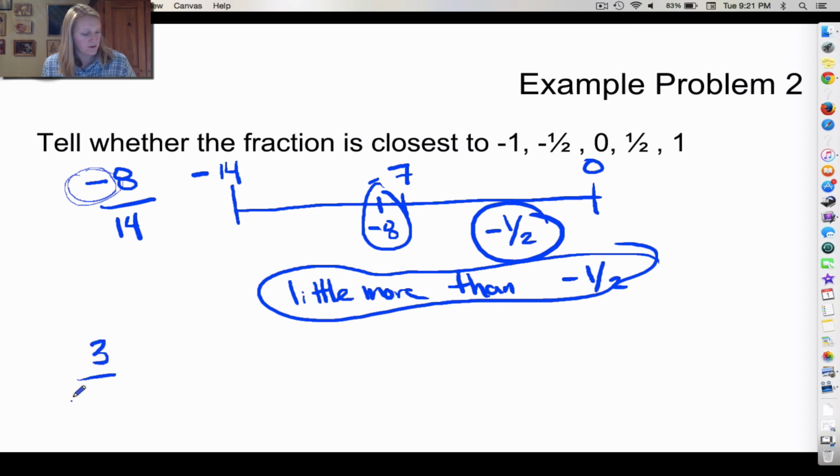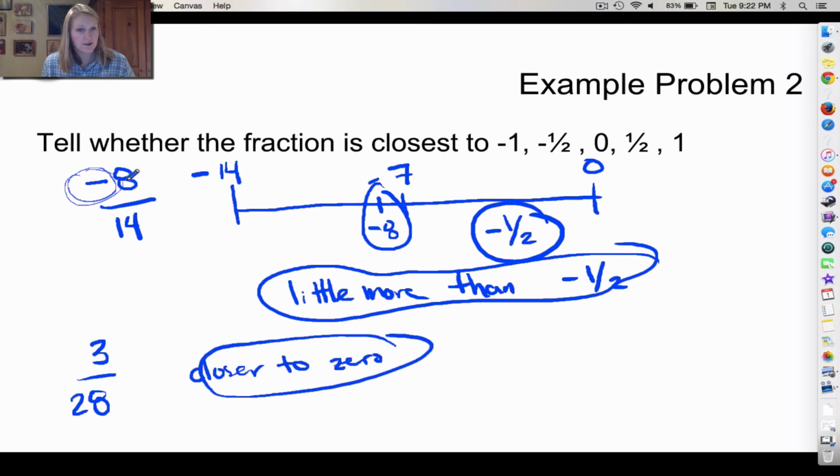Another example would be 3/28. Okay, this is definitely very small, not close to half, which would be half of this, 14. So you would say that this is closer to 0, and that would be your answer there.